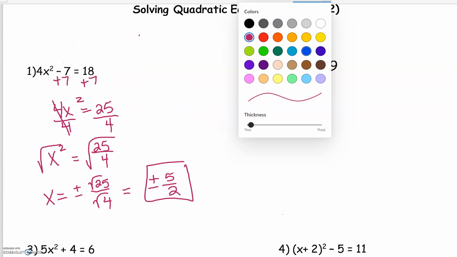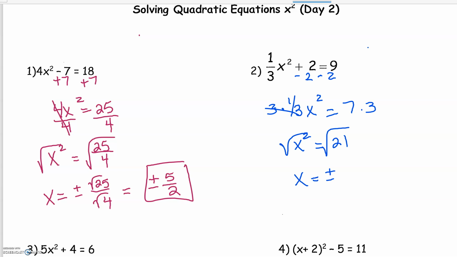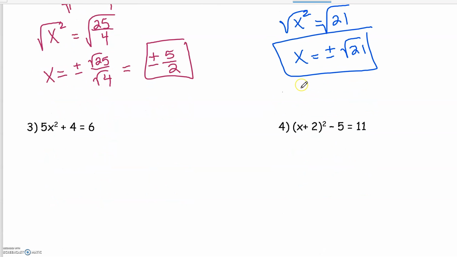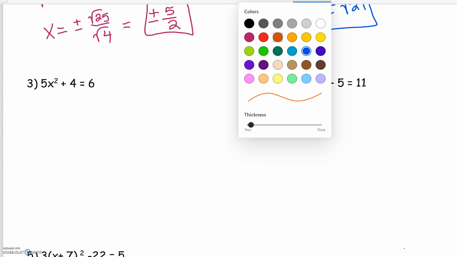Right, on this next one, I'm going to subtract 2. So 1/3 x squared is equal to 7. And then I'm going to multiply by the reciprocal to get rid of that 1/3. And then I'm going to do the square root. So x is equal to plus or minus, and then 21 just has 7 and 3, and neither of those are perfect squares, so I leave it under the radical if I can't simplify it. All right, so try 3, and then push play and check when you're ready.